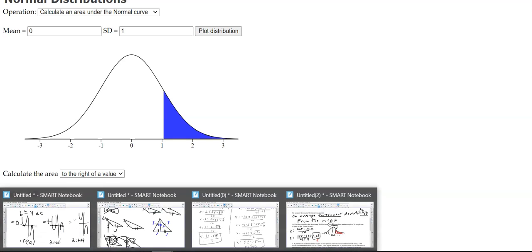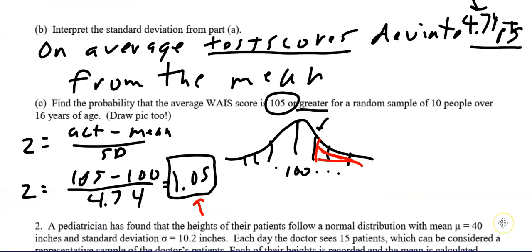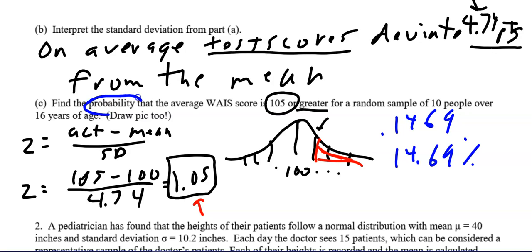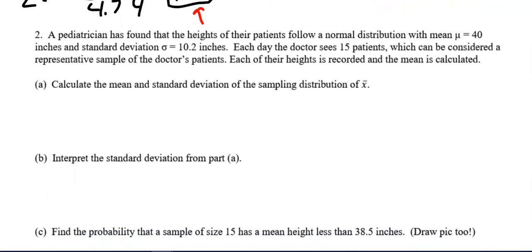So when I come back to the problem that I'm working on, I would write, if you want to put the decimal, you can, or if you just want to write 14.69%, because it asks for a probability, you can just copy right off of the Stapplet, 14.69%. And that's it. That's all we're doing. Okay, so we'll move on to number 2.